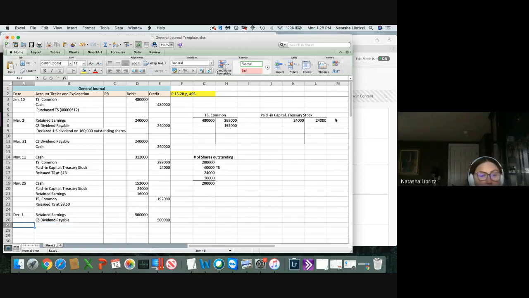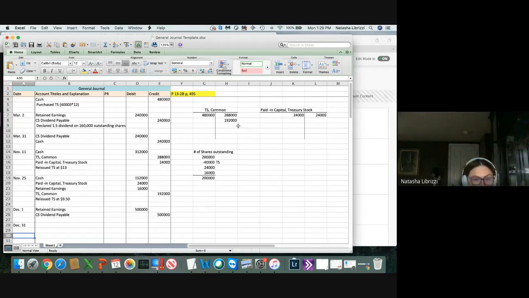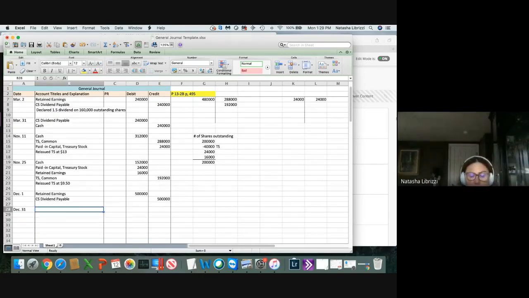And on December 31st, we close income summary to retained earnings. So we all know it's kind of fast forward. Remember, when we close revenue, we close expenses, then we close everything to income summary, and income summary gets closed into owner's equity. In this case, close to retained earnings. So what we do, we're going to debit income summary and increase our retained earnings.